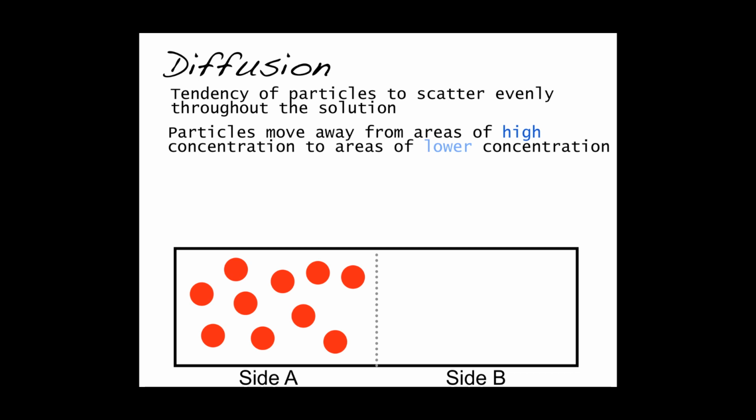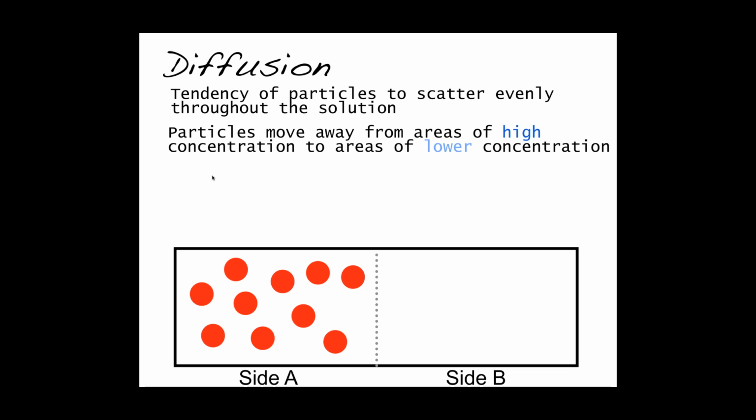When we talk about diffusion, what we're talking about is how molecules move. So diffusion is the tendency of particles or molecules to scatter evenly throughout the solution. So generally, particles or any molecule will move from an area of high concentration to an area of lower concentration.